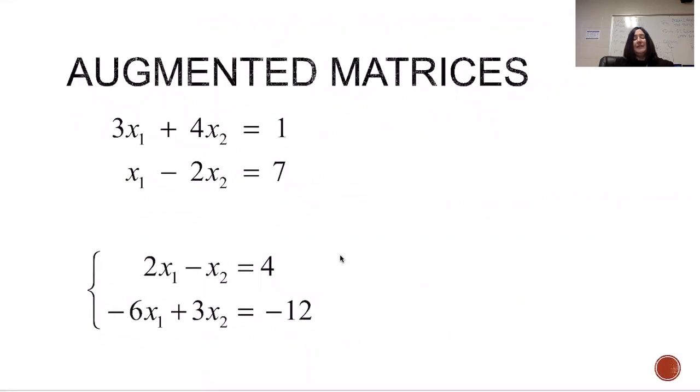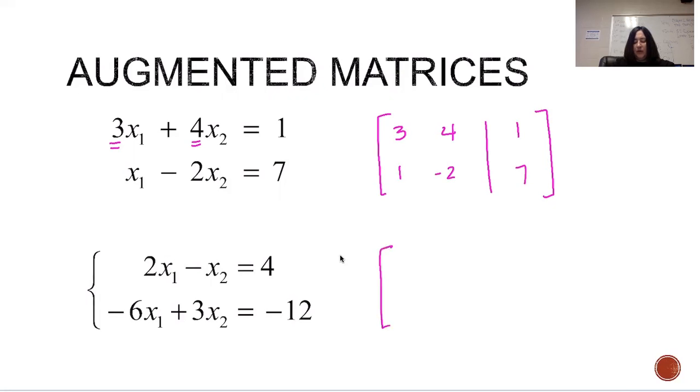Now, when we get systems of equations, which was the last unit we did, we can create what's called an augmented matrix. So we're going to set up our brackets and pull off our coefficients. We're going to pull a 3, then a 4, and then we're going to do a vertical line and put a 1. Then on the next row, we would have a 1, a -2, and a 7. We can do the same thing on the bottom one. Again, you're pulling off your coefficients. So it'd be 2, -1, 4, and then -6, 3, -12.